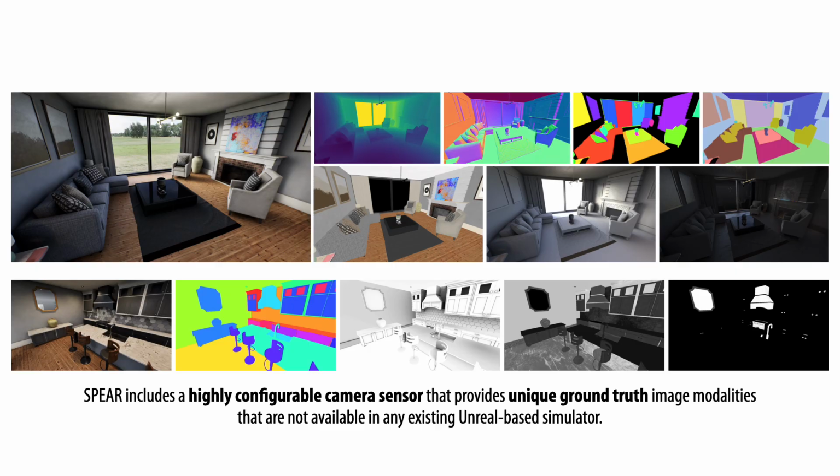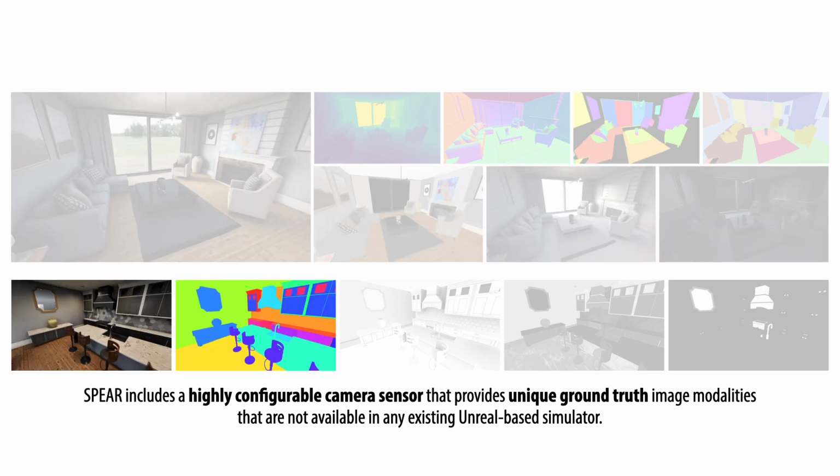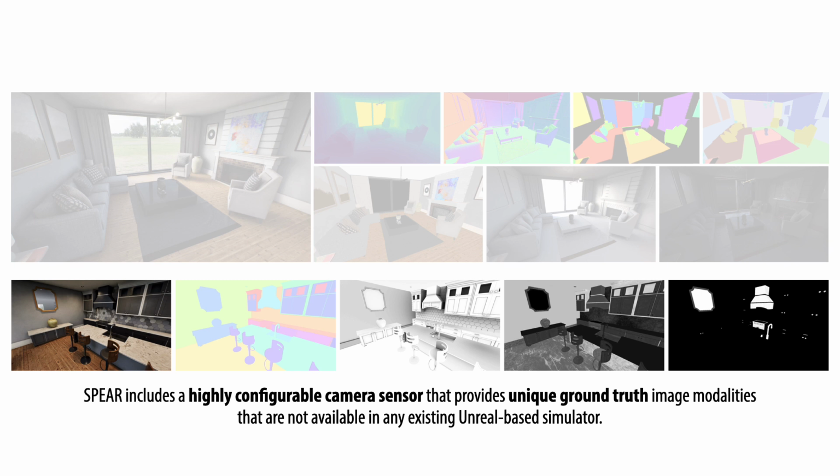Sphere includes a highly configurable default camera sensor that provides unique ground truth image modalities that are not available in any existing Unreal-based simulator. For example, the Sphere camera sensor provides a non-diffuse intrinsic image decomposition, material IDs, and physically based shading parameter images that indicate ambient occlusion, roughness, and metallic values at each pixel.